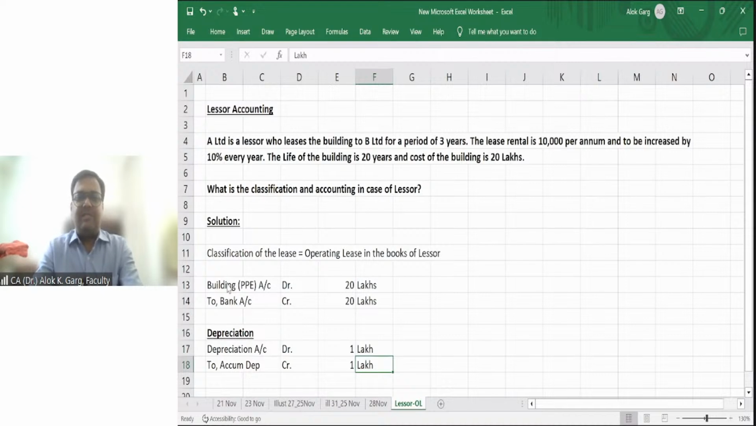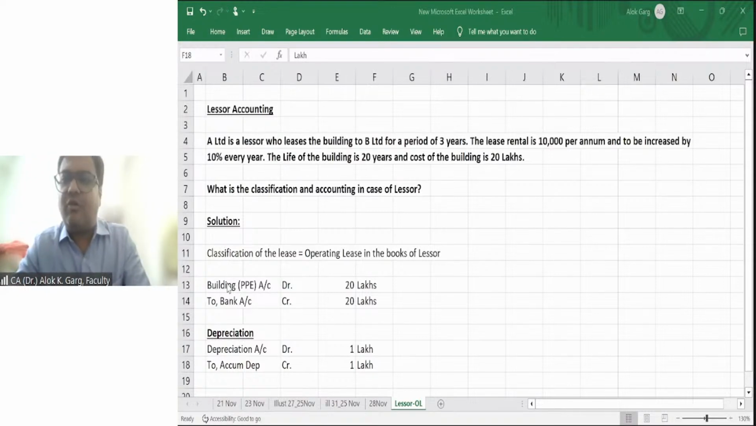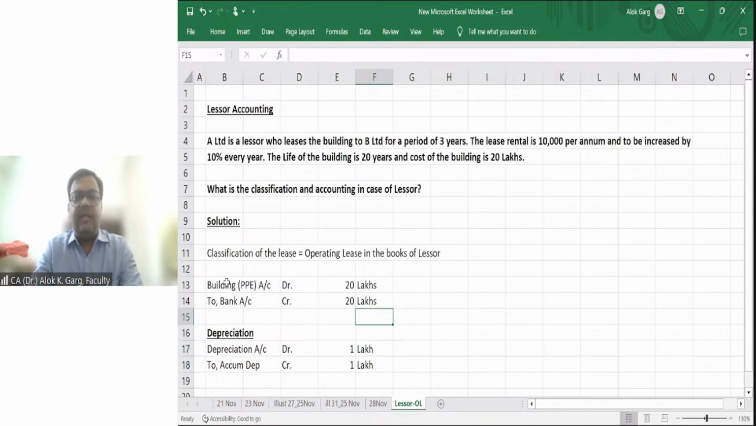I hope things are very much clear so far, right? Very simple. If you understand the concept, then everything will be clear, doesn't matter how difficult or how complex the level of question is. If you go step by step, things will be very much clear. In this question, this was the PPE accounting.